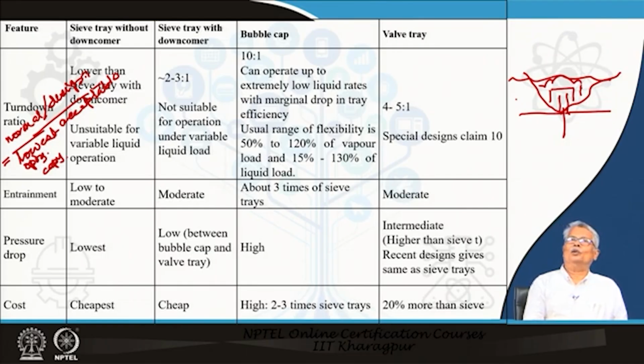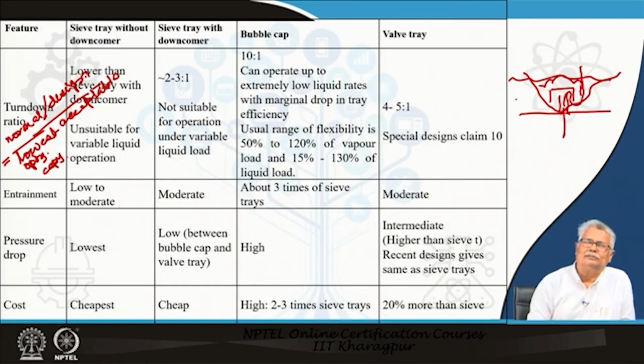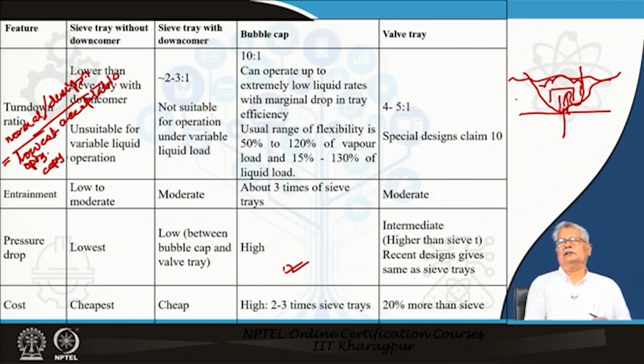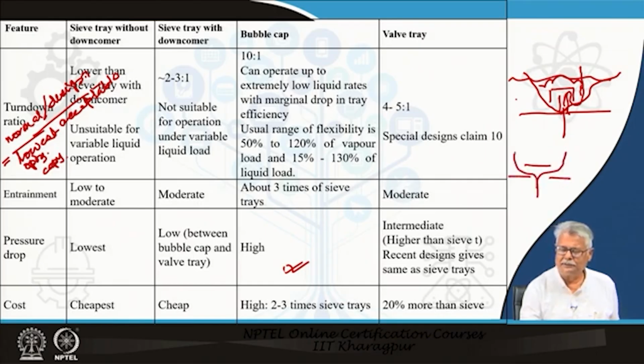Regarding pressure drop, it is lowest in case of sieve tray without downcomer. With downcomer, it is also still low, and in case of bubble cap, you will see that there is a reversal of the gas flow direction. That leads to a high pressure drop across the tray. Not only does the liquid column have to be pierced, but there is a reversal in direction also. In case of valve tray, such a strong change in direction is not there, because the vapor basically enters and goes like this, and here you have a liquid level.